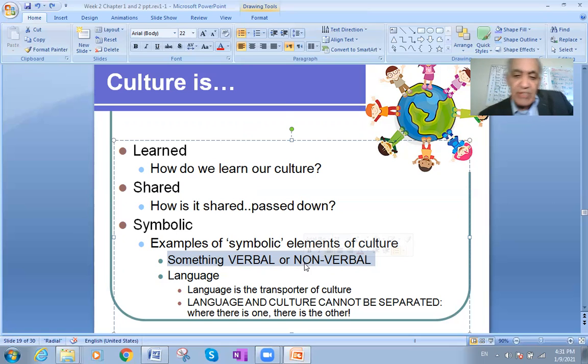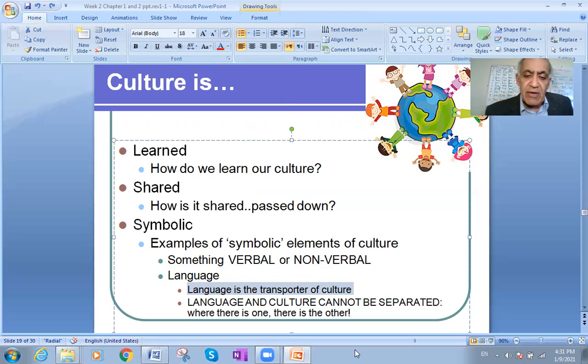Language is the transporter of culture. This is a very nice sentence. Transporter means it carries the culture from one person to another, because language is a symbol of communication. Without language, there won't be culture transfer. How will culture transfer if there was no language? It's very logical.